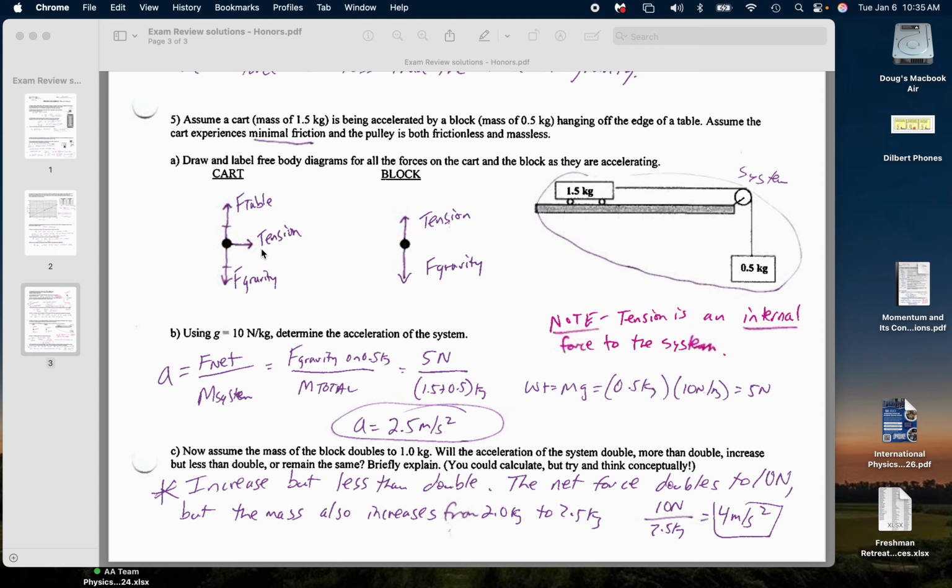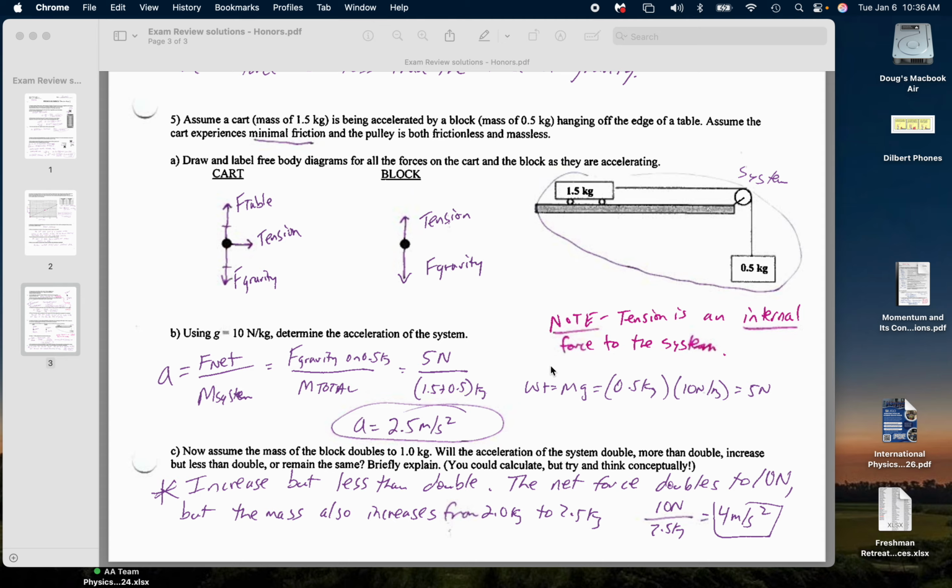These two tensions are an internal force, so they do not affect the acceleration of the whole system. And I've circled the system here. So to figure out the acceleration of the system, I'm going to use net force over mass of system. Well, the net force is gravity acting on the 0.5 kilogram mass, and the M system is M total, which is both the cart and the hanging mass of the block. So I have 5 newtons over 2 kilograms, and that's 2.5 meters per second squared.